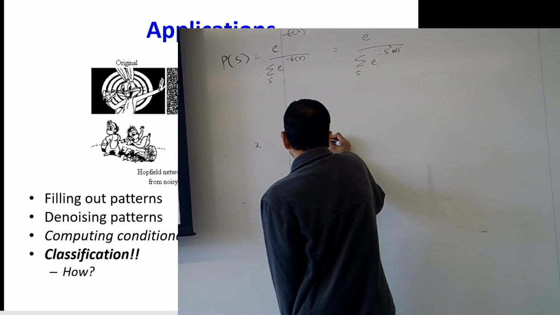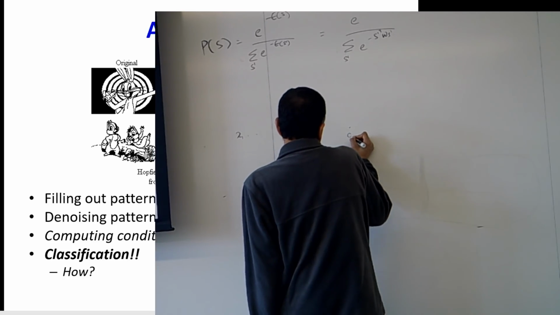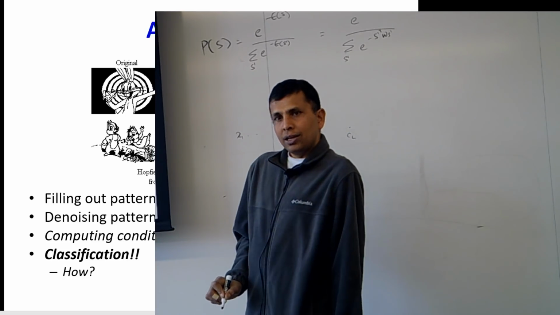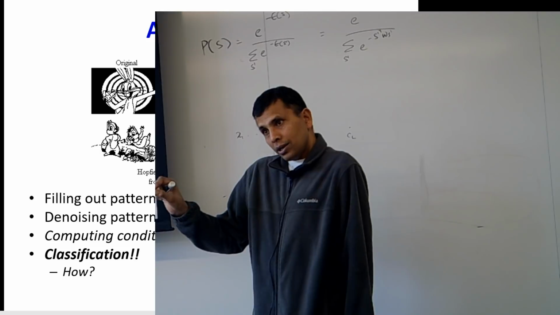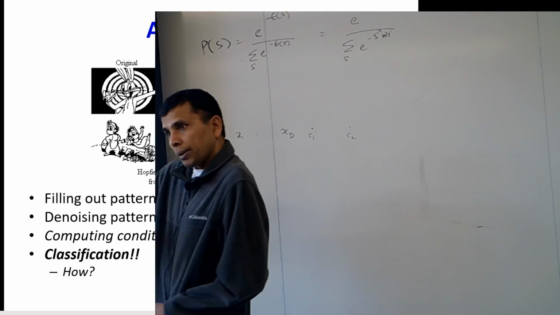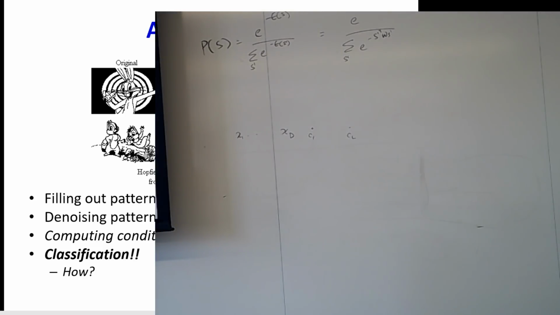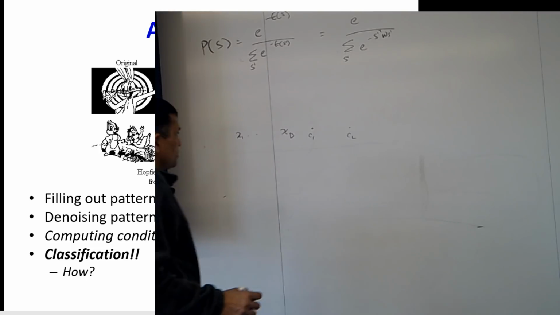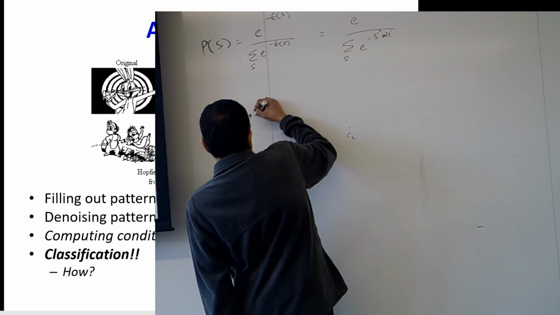Now I can append C1 through CL to my input patterns itself. So now I get an extended vector. I'm no longer thinking of it as inputs versus outputs. I'm thinking of it explicitly as the joint distribution of the input features and the class labels, right? So now these are all my neurons.